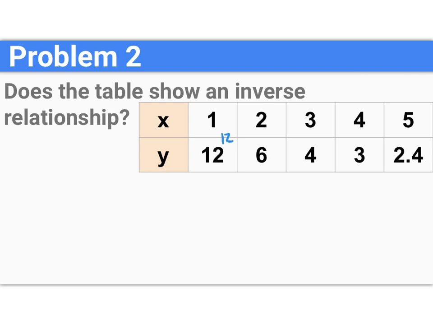All right, so we got 12, we got 3. 4 divided by 3 is 1.3. 3 divided by 4 is 0.75. 2.4 divided by 5 is 0.48. It's not quite half. It's a little bit more than half of 0.75. But this is going down. This does show an inverse relationship because the relationship between the variables is constantly changing. So, yes.